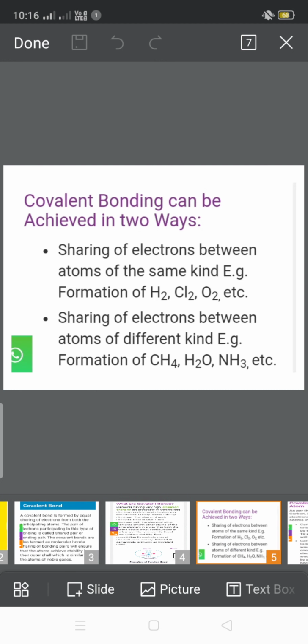Covalent bonding can be achieved in two ways: sharing of electrons between atoms of the same kind, for example, formation of H2, Cl2, O2, etc.; and sharing of electrons between different kinds of atoms, for example, formation of CH4, H2O, NH3.